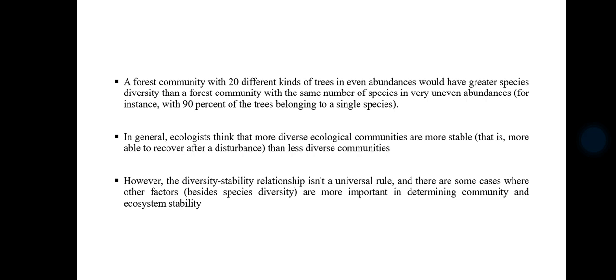In general, ecologists think that more diverse ecological communities are more stable, that is, more able to recover after disturbance than less diverse communities. However, the diversity-stability relationship isn't a universal rule, and there are some cases where factors besides species diversity are more common in determining community and ecosystem stability.